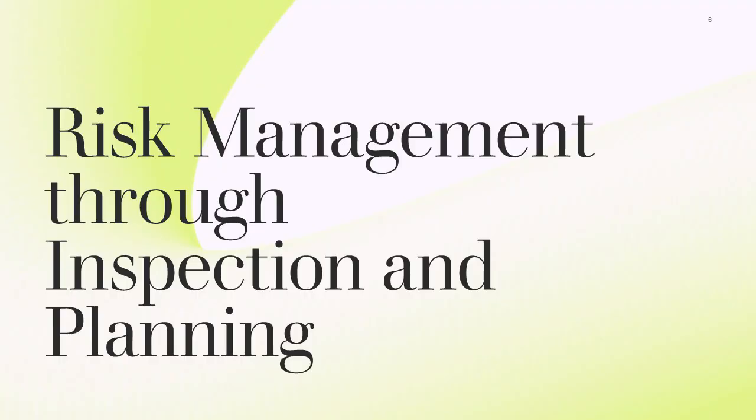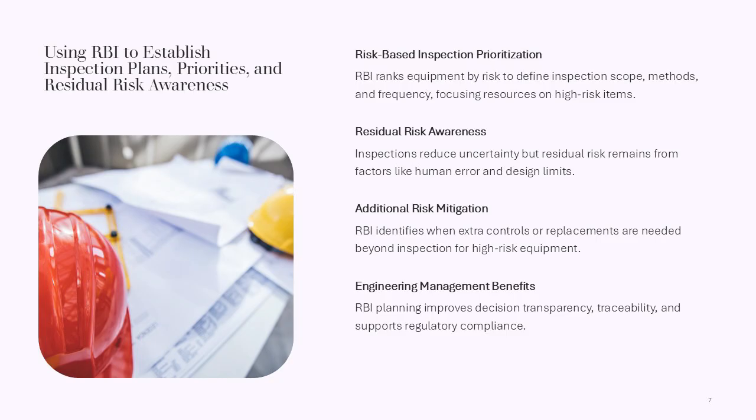Using RBI to establish inspection plans, priorities, and residual risk awareness. Risk-based inspection plays a critical role in translating risk assessment results into practical inspection plans and priorities. Once equipment is ranked by risk, RBI outputs are used to define inspection scope, inspection methods, locations, and intervals. High-risk equipment is typically assigned more rigorous and frequent inspections, while lower-risk equipment may be inspected less often or with reduced scope.